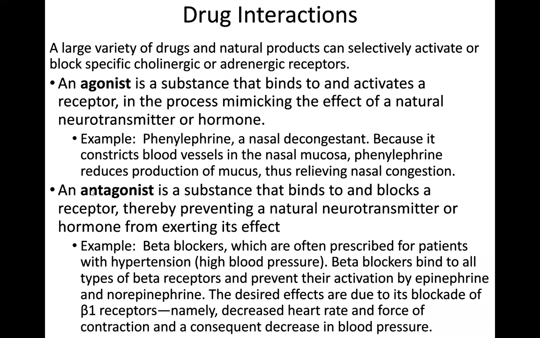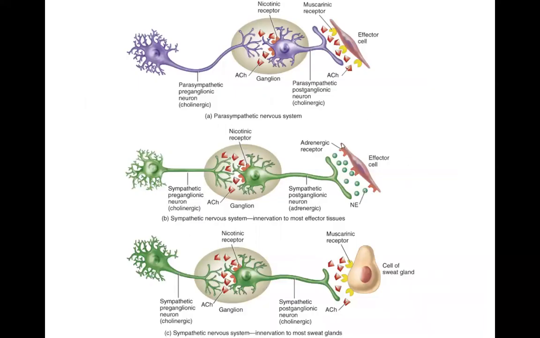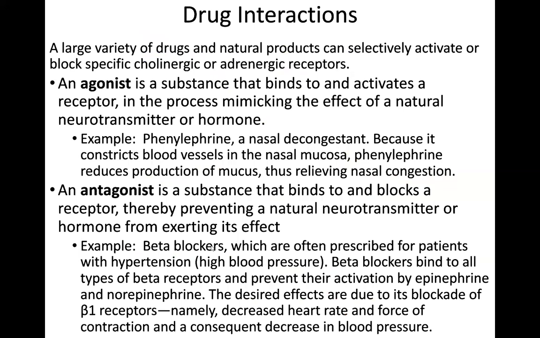And the opposite of an agonist is what an antagonist does, a substance that blocks or binds to the receptor and then prevents the natural neurotransmitter or hormone from exerting its effect. So essentially, it occupies the space so that norepinephrine can't bind to the actual cell and thus produce a response. Okay, you guys have ever heard of beta blockers before?